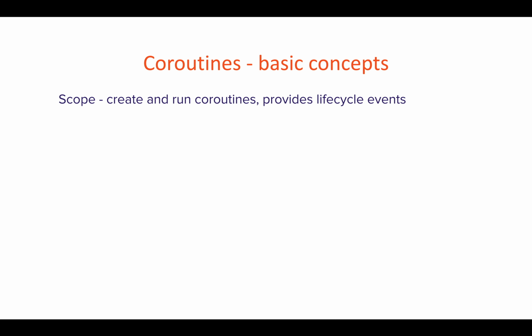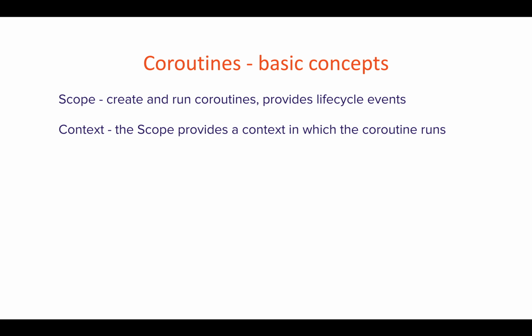Now let's go through a few basic concepts of coroutines. Here I'm just going to list them, and then in the next few videos we're going to go through them one by one and practice them in our application to see how we can actually use them and how they perform. So the first idea is of a scope. The scope is what creates and runs coroutines. It provides lifecycle events, so things like pausing, stopping, and canceling a coroutine are handled by the scope.